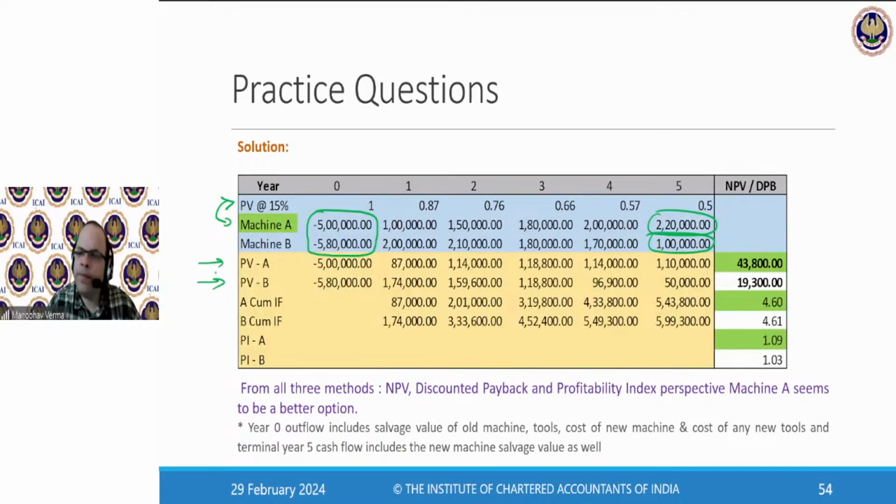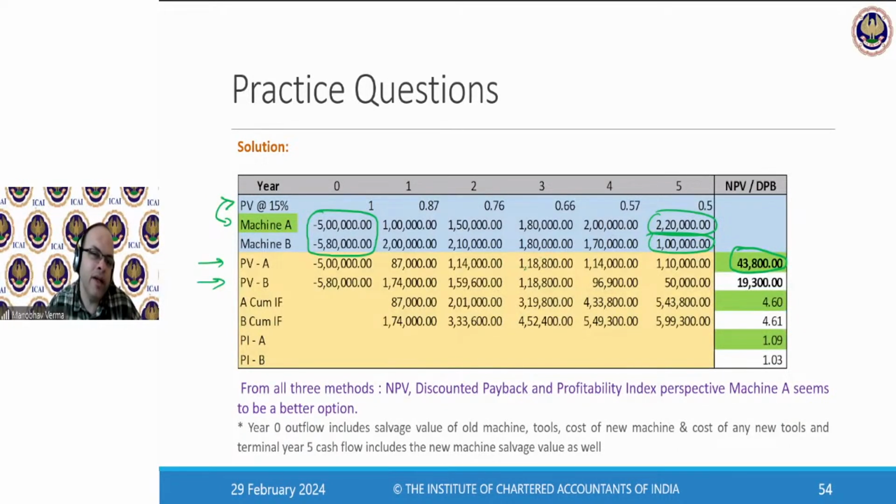So machine A, by calculating the present value, is giving me a total NPV of 43,800, whereas machine B is giving me 19,300 here. So if I were to select based on NPV, I would go with machine A. Now, it was also asking for the discounted payback period, right?